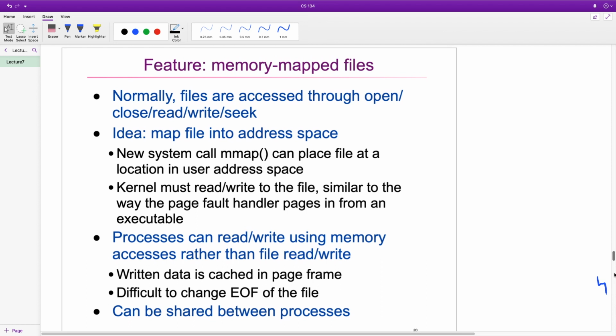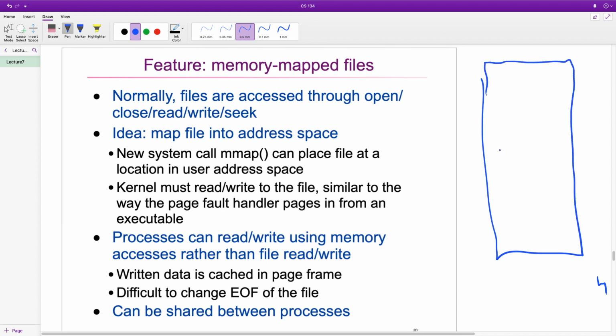Memory mapped files. This is a feature that page tables can provide us. Normally we use open, close, read, write, seek. We have a system call interface in order to manipulate files. The idea is you take a file and you map it into your address space. So let's say in my address space, I have foo.txt. It's a big text file that goes from this virtual address to this virtual address. And so if I want to modify the 10th byte of it, I start at this address and I say @10 equals whatever I want the byte to be.